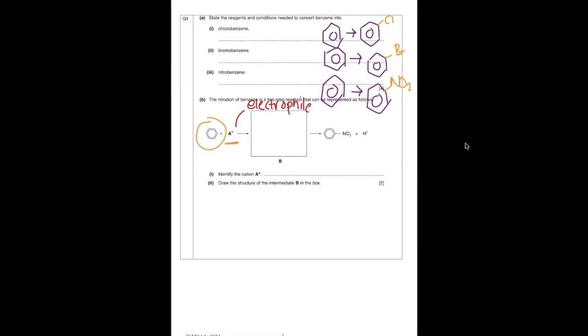So you have to draw the structure of intermediate B. Your intermediate B will involve a broken delocalized system with a positive charge somewhere, but make sure that in your structure of intermediate B, you draw out the full formula of the electrophile. Do not use A plus. Draw out the full formula of A plus. Once you've identified A plus, then you draw it as the intermediate.